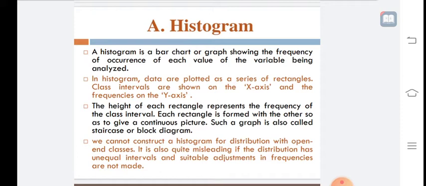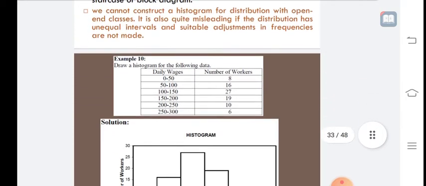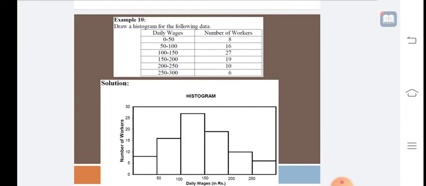In a histogram, open-ended classes are used, not closed intervals. The width and the height of the rectangles are proportional to the length of the class and the class frequencies respectively. We also saw examples of how a histogram is drawn with the help of statistical data.